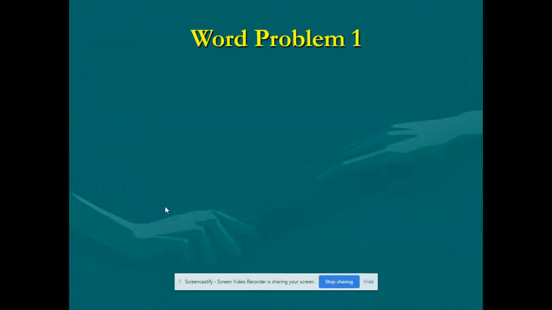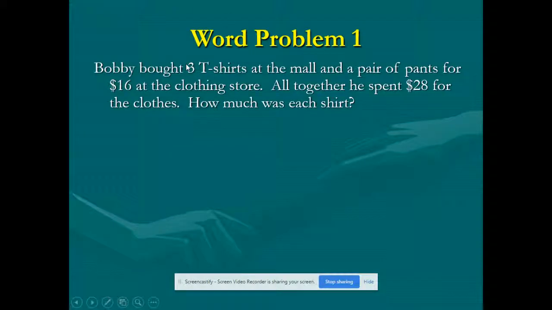Now we're going to do the word sums. Right. Bobby bought 3 t-shirts at the mall and a pair of pants for $16 at the clothing store. Altogether, he spent $28 for the clothes. How much was each shirt? So we start off by saying, right, what variable are we going to use? We start with our variable. We're going to say t. If the question doesn't say to use x or use whatever, you can choose whatever you want. Okay? So we're going to use a t.